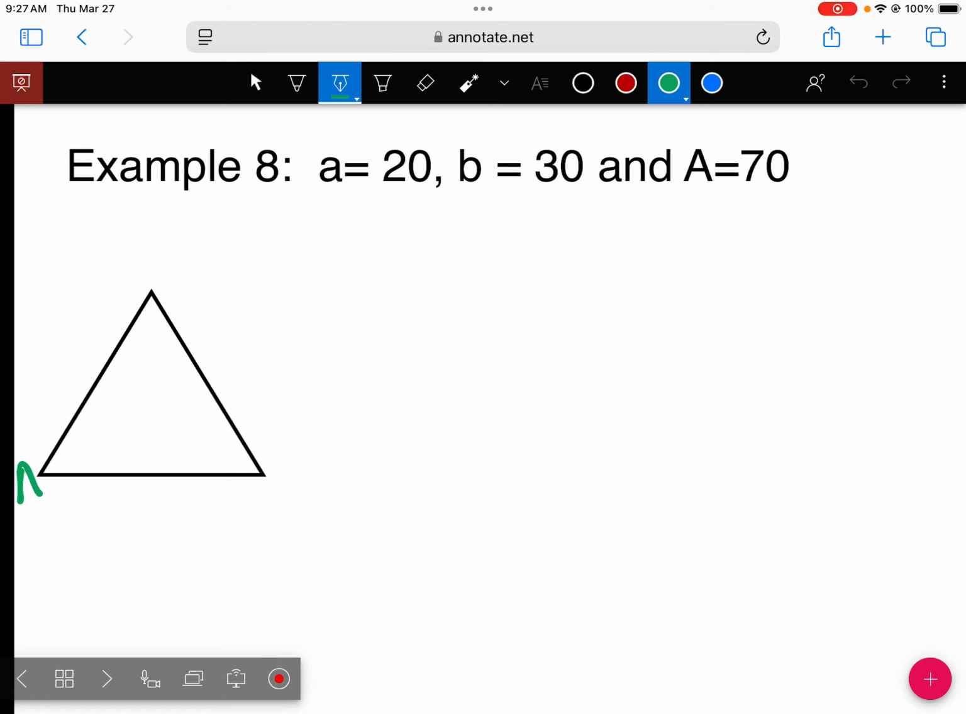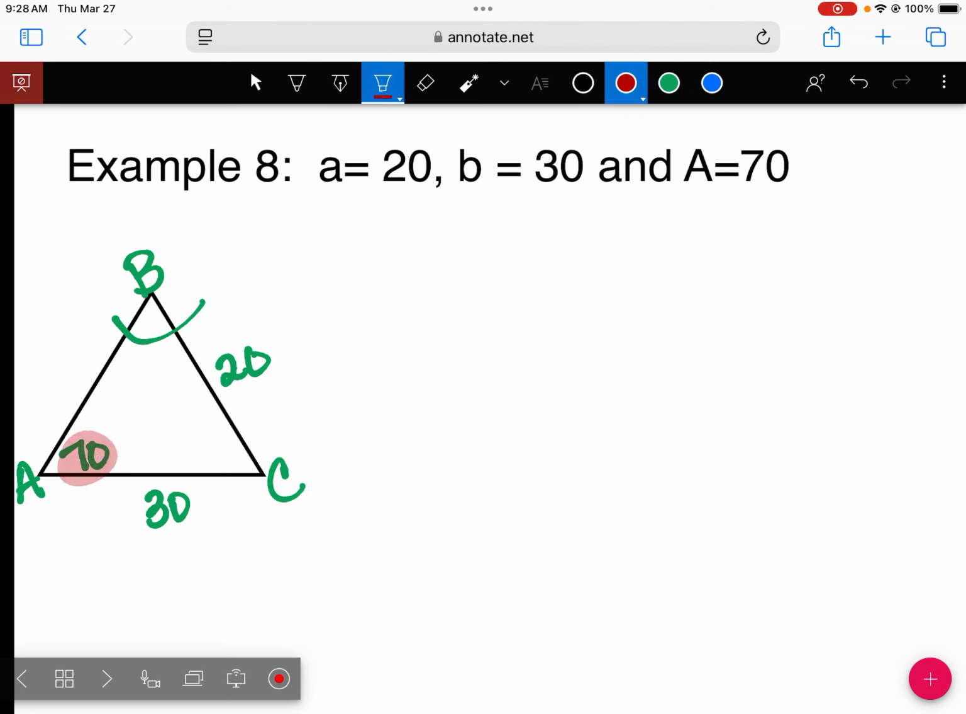So I have my ABC triangle. Angle A is 70, little a is 20, and little b is 30. So here, this would be an angle side side, which is why it's ambiguous. So let's set it up so we can first find angle B. In order to set up our proportion, we would start with our angle and side that we know, which is little a and big A.